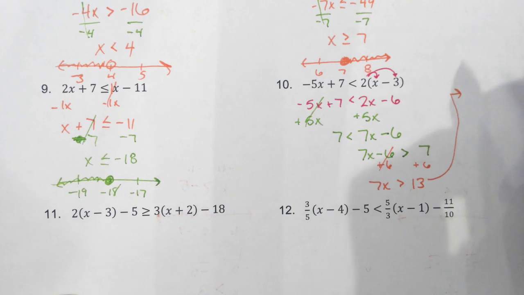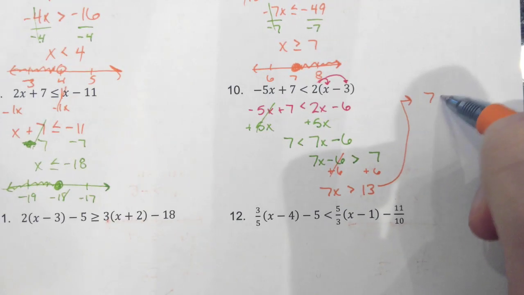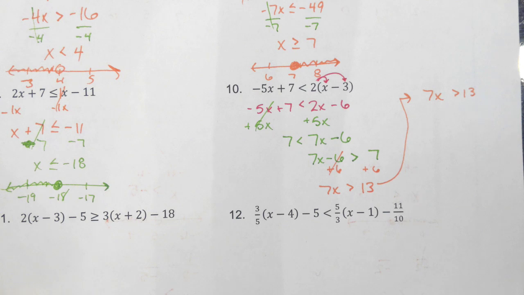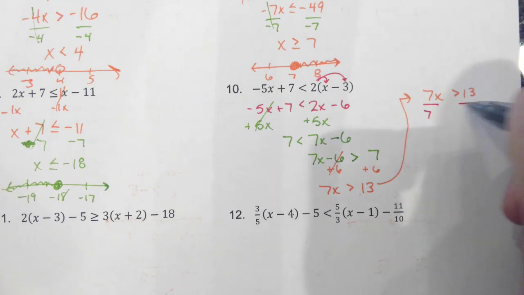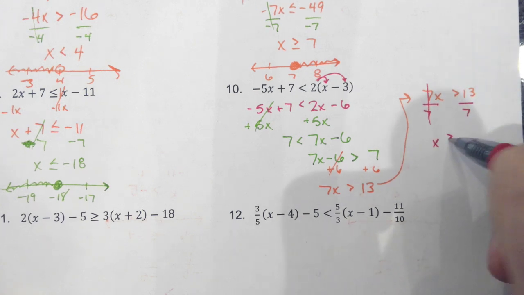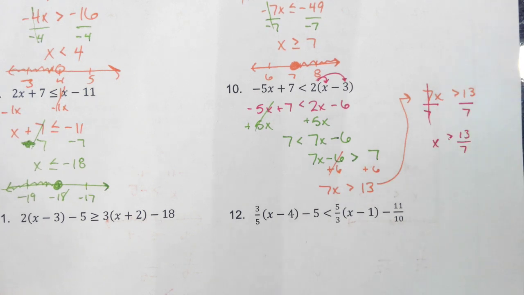Let me rewrite that up here. I ran out of room. 7x is greater than 13. How do you get x by itself? By dividing by 7. And 7 doesn't go into 13 evenly, so we're just going to leave it as 13 over 7.